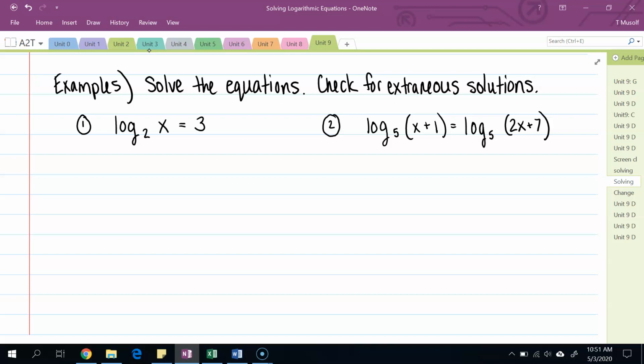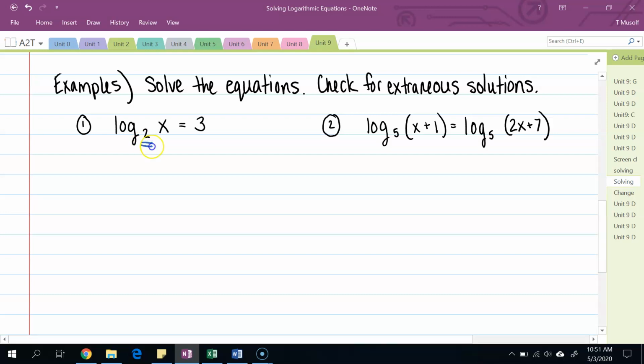So for number 1, it says log base 2 of x equals 3. To figure out which method you're going to use, you want to look and see if there's a log with the same base on both sides of your equal sign. Here there's only a log on one side, so that's how I know I can't use method number 1, which means I'm going to have to use method number 2, and that's to rewrite it.